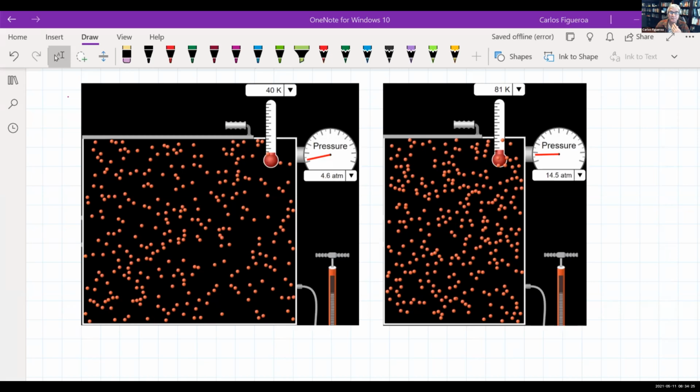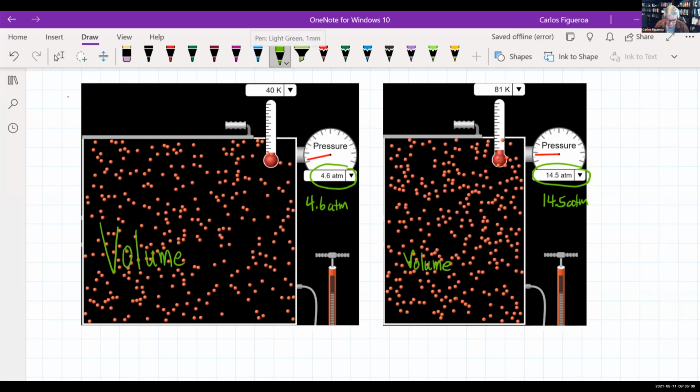So there's a couple of things that you want to pay attention to. The first thing is that we want to look at the pressure in both situations. You can see here that this one reads 4.6 atmospheres, and this one reads 14.5 atmospheres. But there's another thing here. This one has a larger volume. This one has a smaller volume.